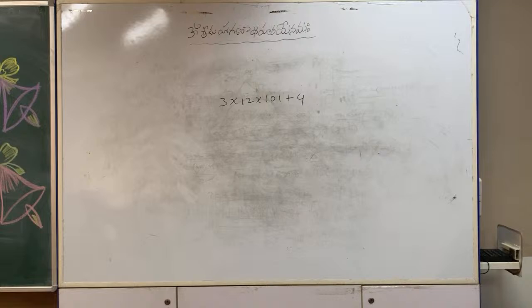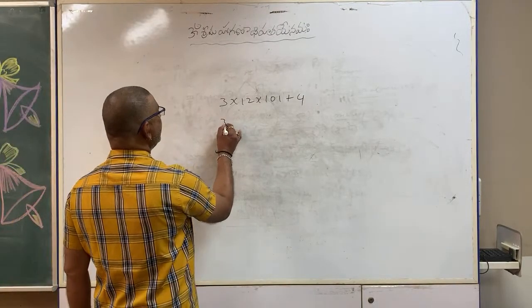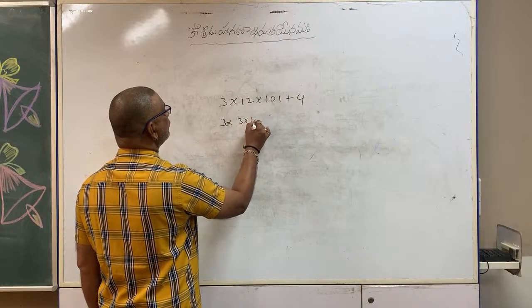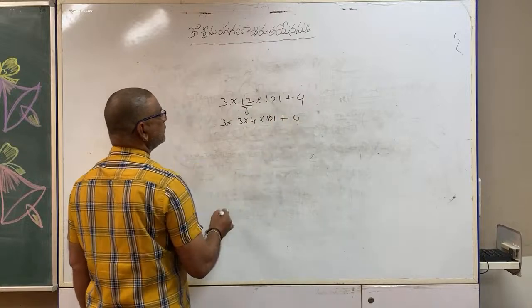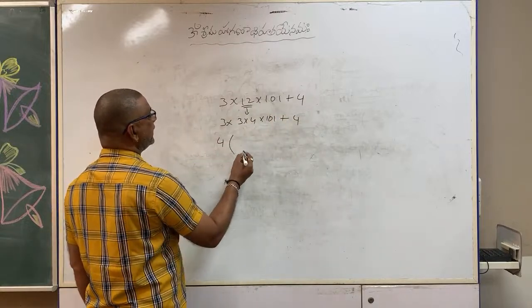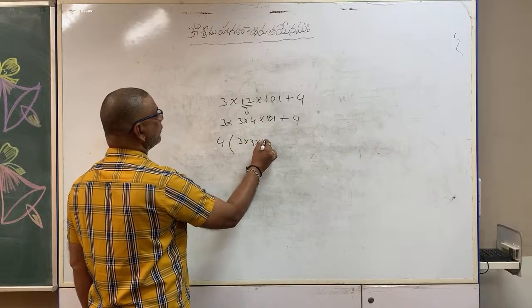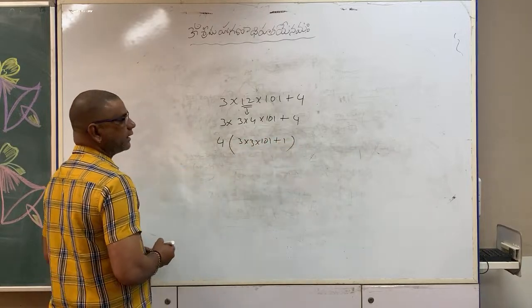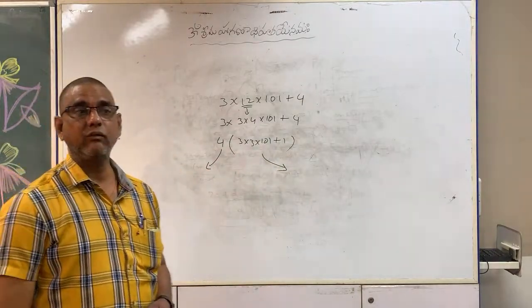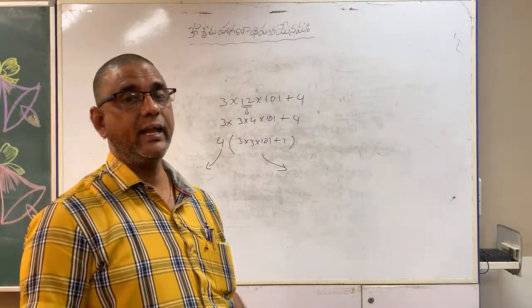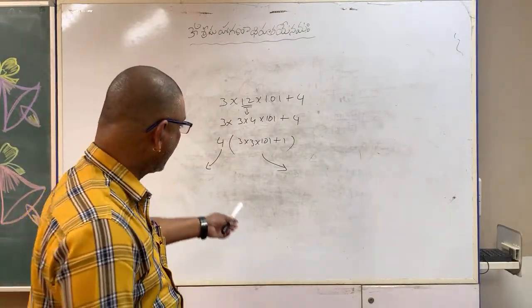We can take common 4. Yes, we can take common 4. Because see here, this 12 we can write as 3 into 4, so 3 into 4 into 101 plus 4. So we can take 4 common. What is remaining? 3 into 3 into 101 plus 1. Now this is one factor and this is another factor. Other than 1 and itself, we are having 2 more factors.